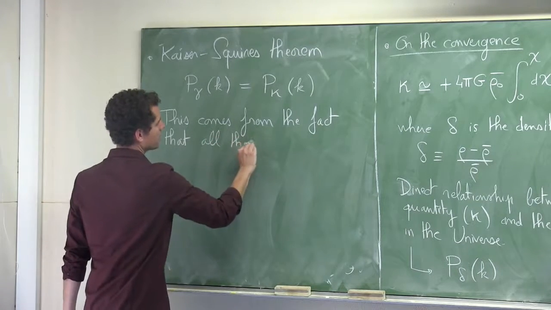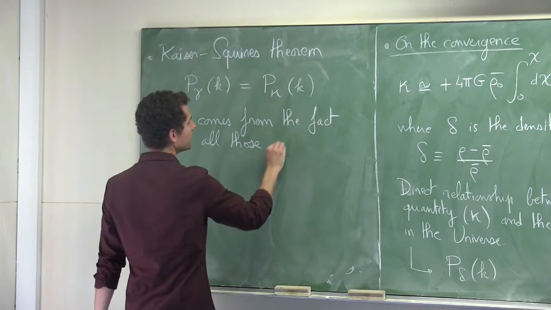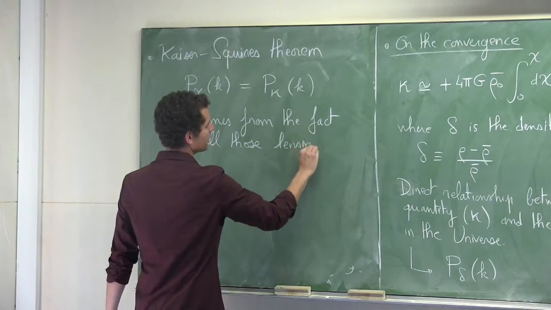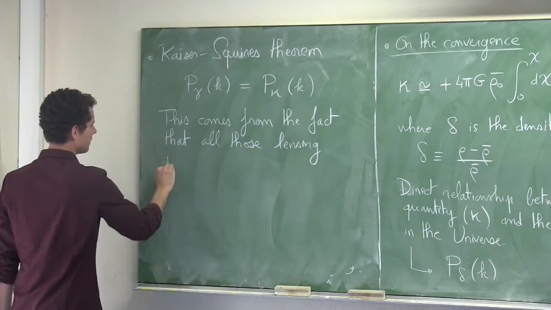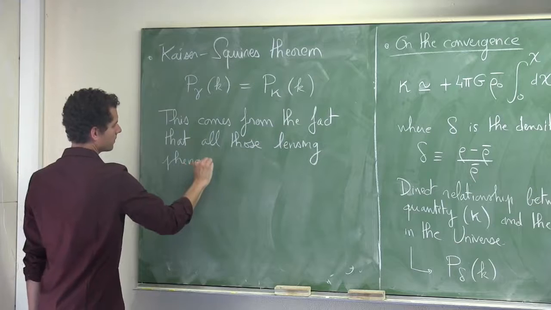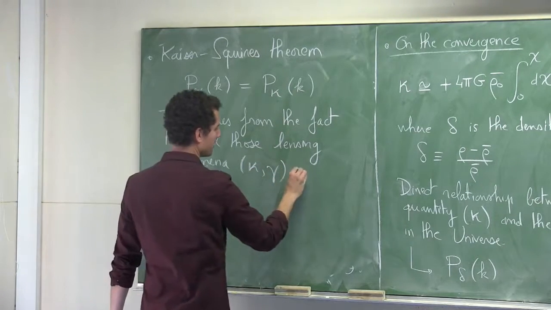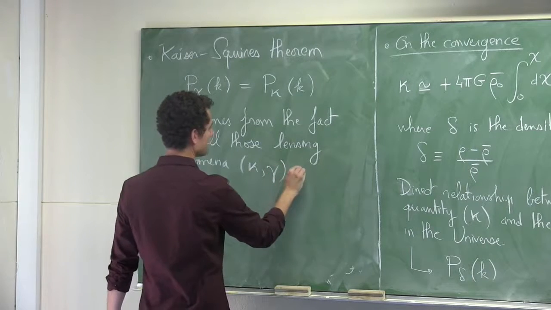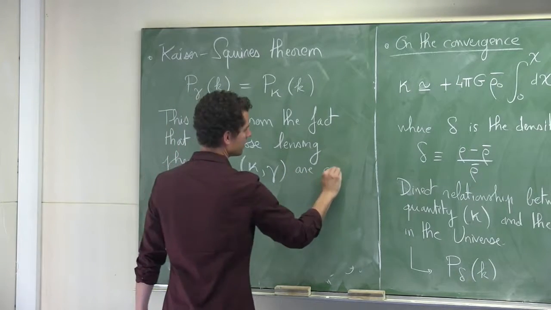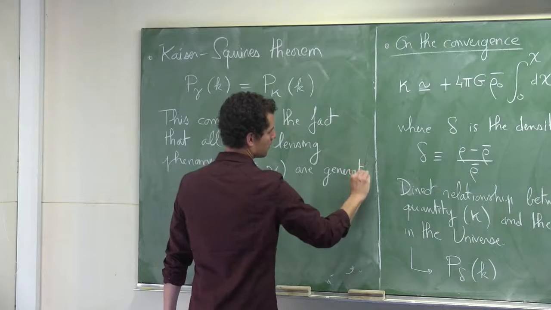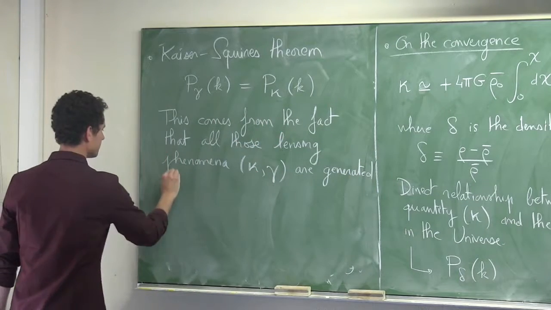all those lensing phenomena, kappa and gamma, all those are generated from a single potential.